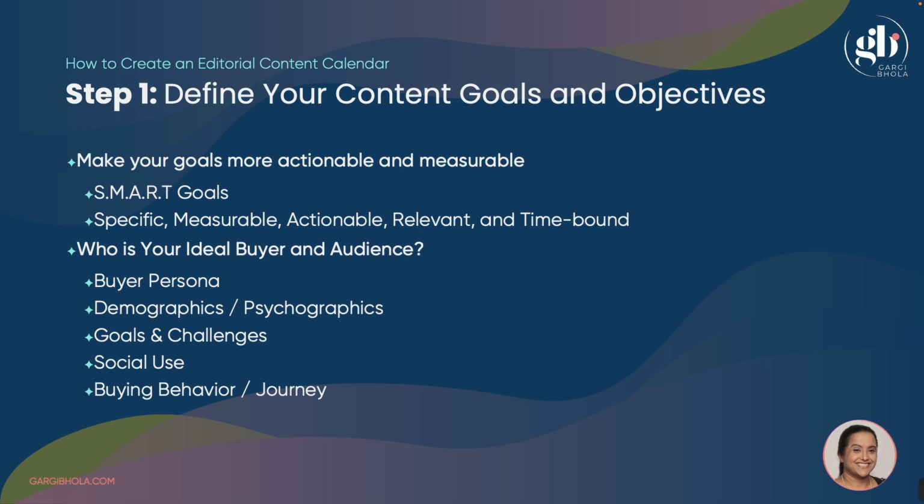Goals and challenges. What goals and challenges do they face that your product or service is actually going to help them solve? How do they use social media? What platforms are they using? You may not need to be on every social media platform, but what is the one that they're primarily using that you need to be on to engage? For example, you could actually be on Instagram and Facebook and LinkedIn, but one should be the top one that you're promoting and publishing content primarily on, and the others can be secondary. Also, what is your buyer behavior and journey?